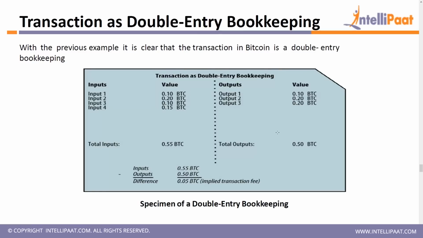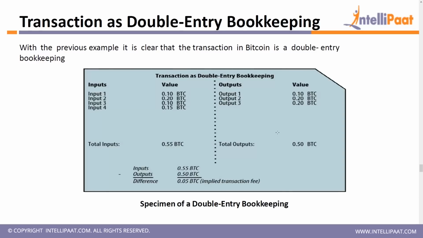You got four inputs, input 1, 2, 3, 4, and each has different value of 0.10 Bitcoin, 0.20 Bitcoin, 1.10 Bitcoin, and 0.15 Bitcoin respectively. Then your output entries are three, output 1, 2, and 3, and these have again different values of 0.10 Bitcoin, 0.20, 0.20 Bitcoin again. So when we sum up the total inputs and outputs, we come across total inputs of 0.55 Bitcoins and total outputs of 0.50 Bitcoins. So when we calculate the difference, it is 0.05 Bitcoin, and this is implied as transaction fees.